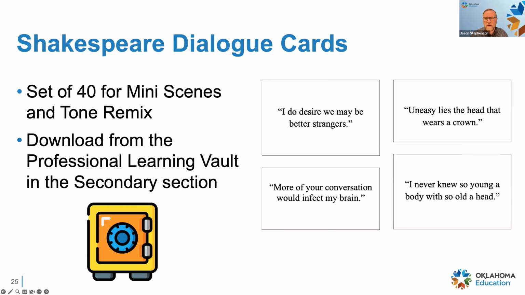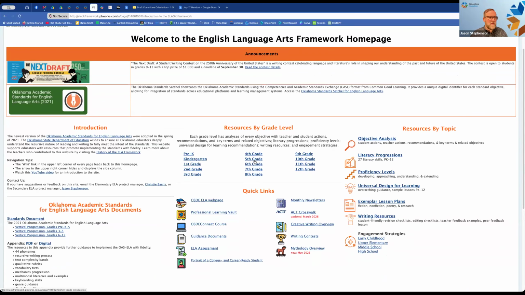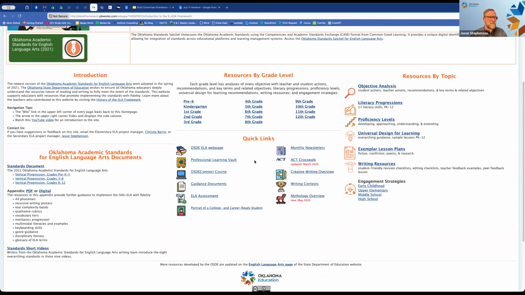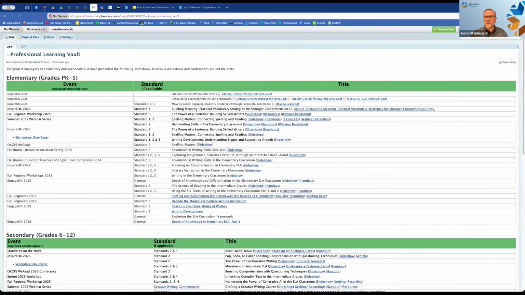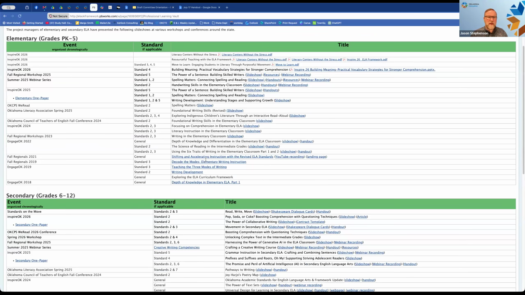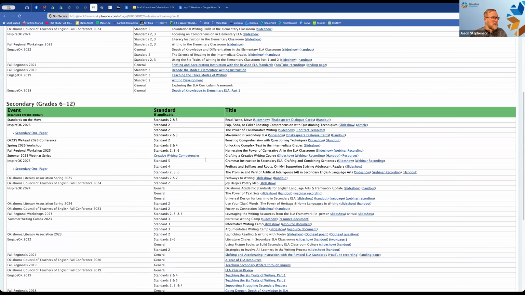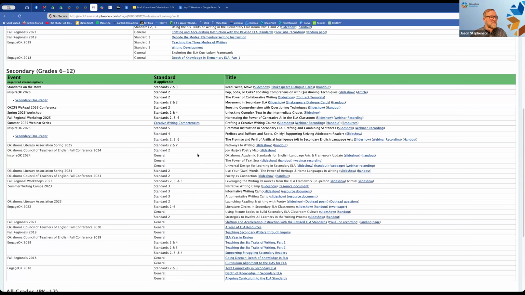Here's my Firefox browser. When you get to the homepage of the ELA framework, there are quick links at the bottom section that have all these colorful icons. You want the second one that looks like a vault, and the Professional Learning Vault has all of our past presentations and handouts. And you're going to want to look for the secondary section. This presentation was at Inspire OK and Standards on the Move. So it's on there twice.